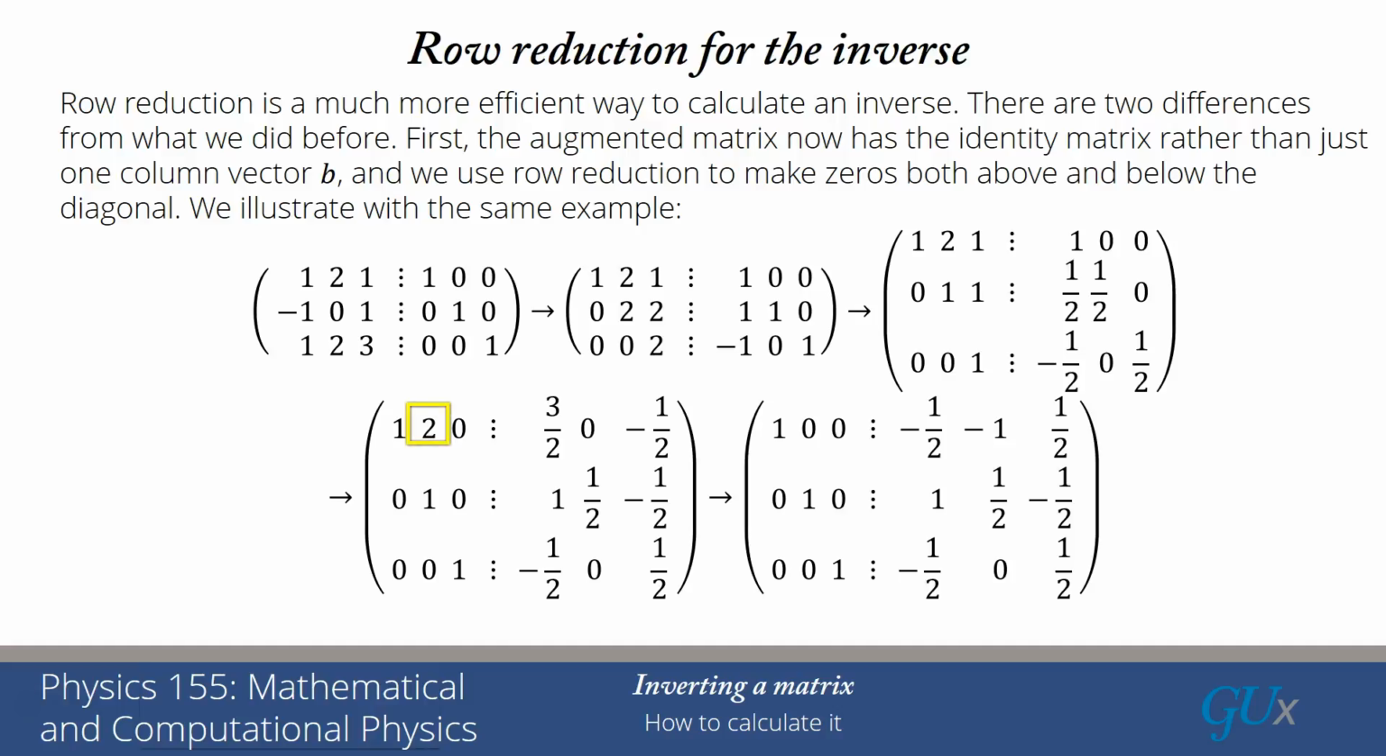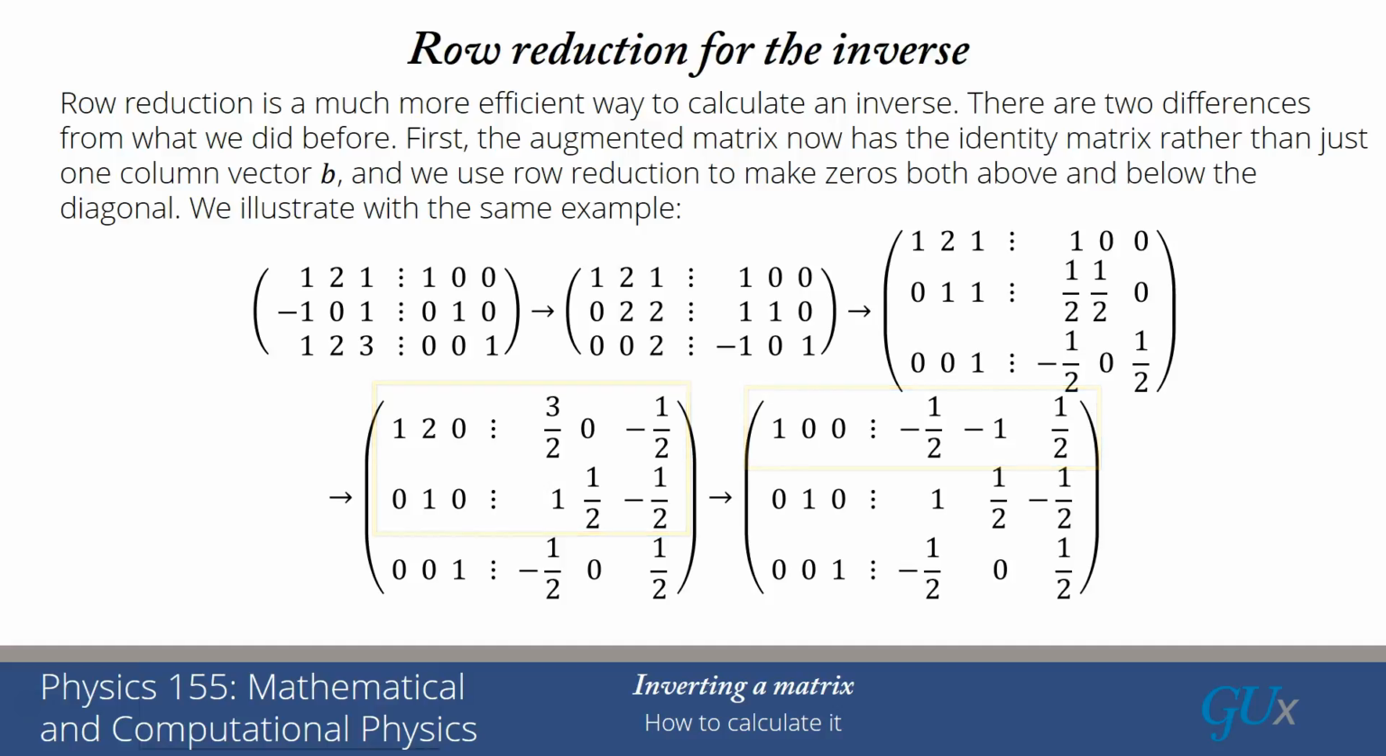So I'm going to multiply 2 times the second row and subtract it from the first. So I get 1, 0, 0. And then I'm going to have 3/2 minus 2. That makes it a minus 1/2. I'm going to have 0 minus 1. That gives me a minus 1. I'm going to have minus 1/2 minus 1 minus a minus 1. That's going to give me plus 1/2.